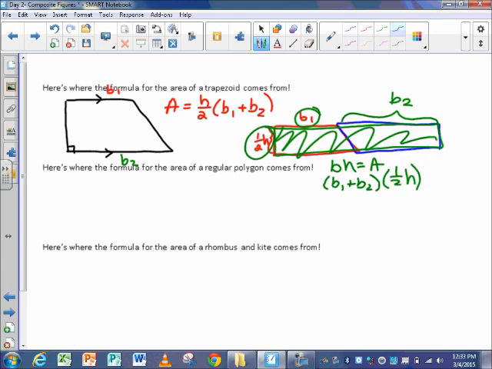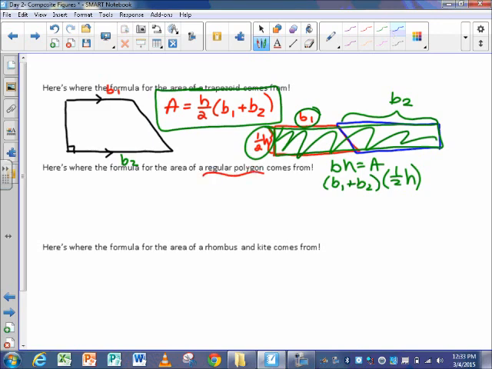The area of a trapezoid comes from the fact that a trapezoid is actually made up of two pieces that, when put together, make a rectangle, or technically a parallelogram. And the area of the parallelogram is half the original height times the sum of the bases. So there you go. It's kind of a cool thing to know. Area of a trapezoid comes from there.